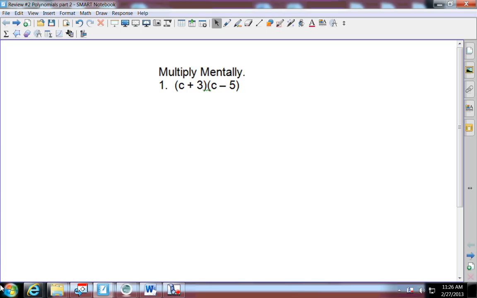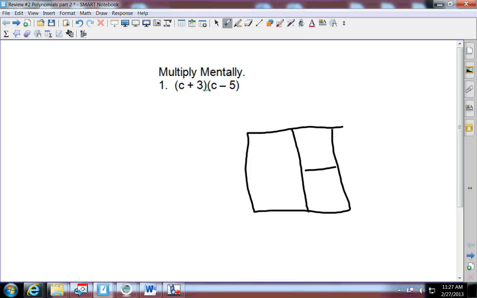First off on this one, it says multiply mentally. Some of y'all should be able to look at this and figure out what it's supposed to be, but we're going to go ahead and do the box and go through these. First off, it's a binomial times a binomial, means 2 by 2. So the box that I'm going to use is going to be a 2 by 2. So you should have put C plus 3 times C minus 5.